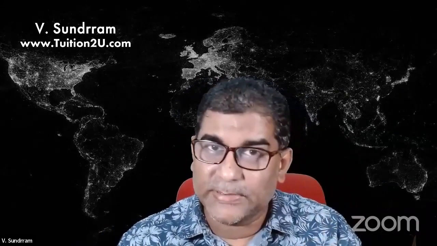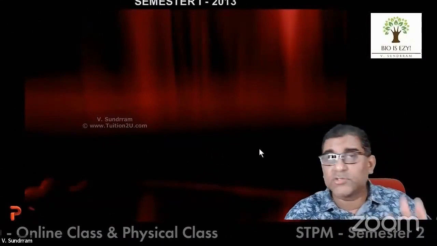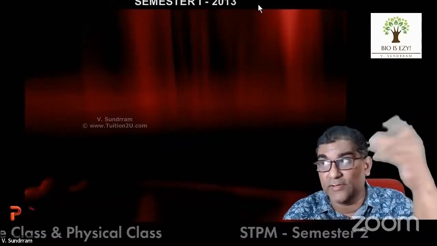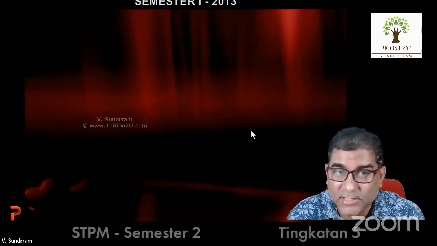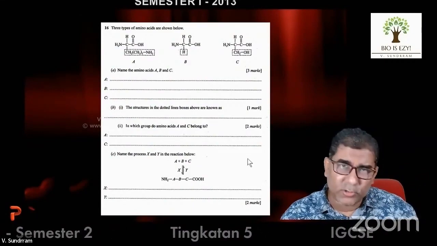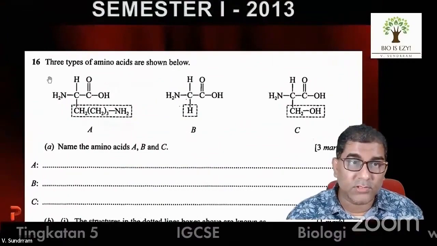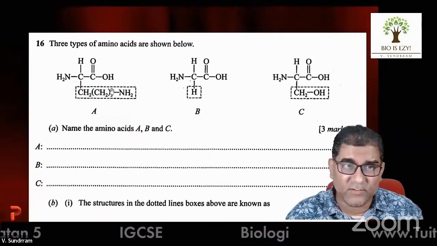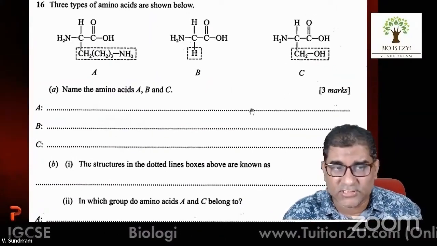If it's in the syllabus, they'll ask. If it's not in the syllabus, they don't ask. Maybe for example, one minute. This is just to show you. This is 2013, the first year the new syllabus was launched. This is the question that came up. You'll be learning this later, there are 3 types of amino acid. They give you these amino acids, and the question asks you to identify the 3 amino acids.